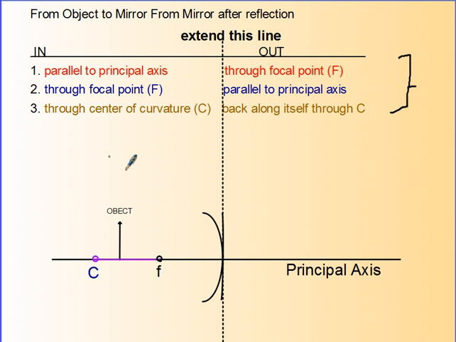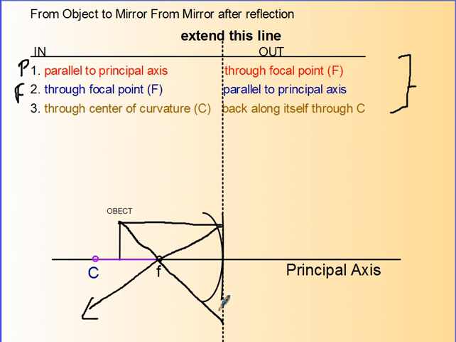The first one is in parallel, and it's always parallel to the principal axis. This is called the P ray. In parallel and out through the focus. So it's going to bounce off through the focus. Use a ruler. The second ray is called the F ray, and that's in through the focus. So start at the top of your object and go through the focus, and it's going to bounce off parallel to the principal axis. And the third one is straight through the center of curvature and back on itself.